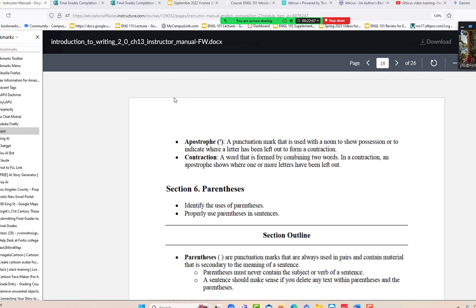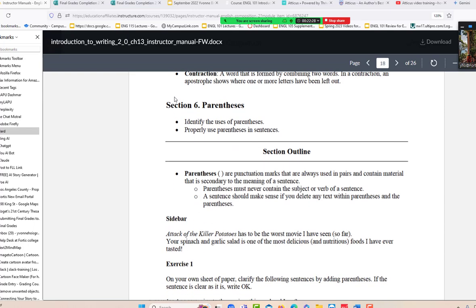Apostrophe: a punctuation mark that is used with a noun to show possession or to indicate where a letter has been left out to form a contraction. Contraction: a word that is formed by combining two words. In a contraction, an apostrophe shows where one or more letters have been left out.